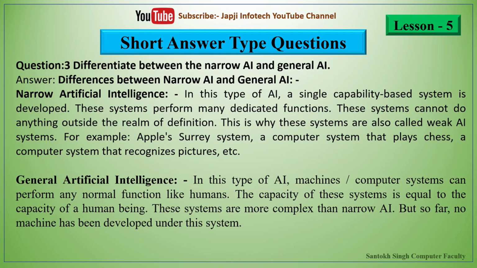And the second one is general artificial intelligence. In this type of artificial intelligence, a machine or computer system can perform any normal function like a human. The capacity of this system is equal to the capacity of a human being. These systems are more complex than narrow artificial intelligence, but so far no machine has been developed under this system.